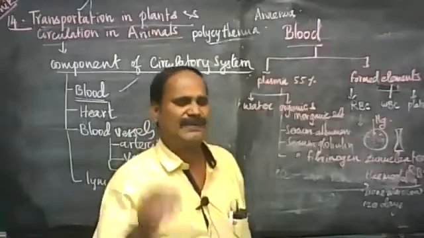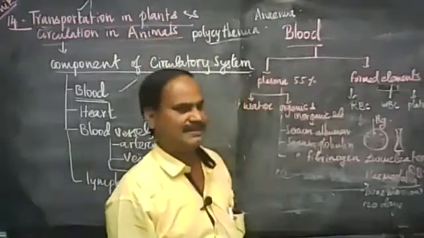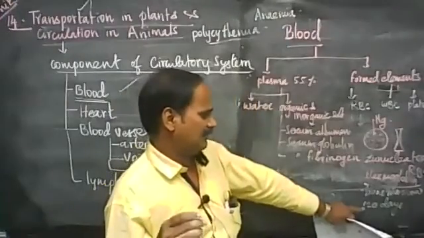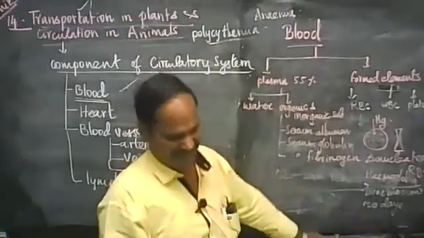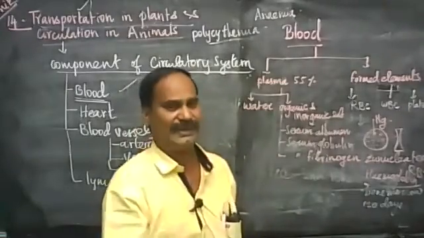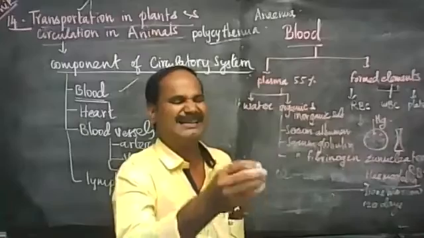So RBC plays a very important role in transport of gases. RBCs are formed from bone marrow. The lifespan of RBC is 120 days, and they are destroyed in liver and spleen. In liver and spleen, RBCs are destroyed.